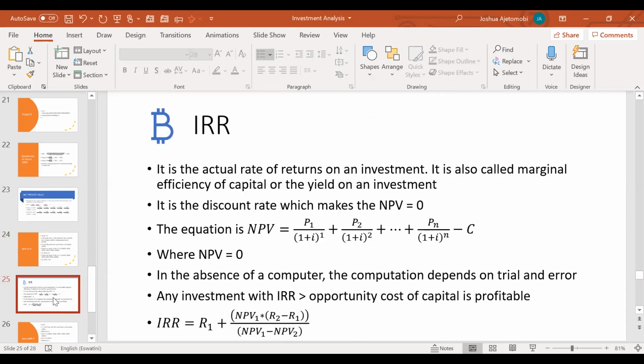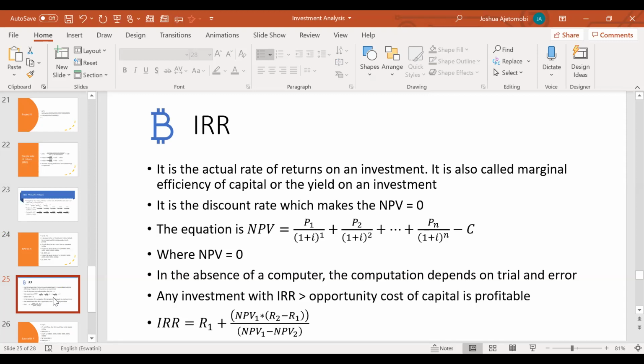So the last one we want to look at is internal rate of return. The difference between NPV and IRR is that you just equate your NPV to 0. That's all. So it is the actual rate of return on an investment. For instance, now we'll be using different interest rates, 8%, 3%, 4%, but we don't know the actual rate of return on the investment. The actual rate of return on an investment is what is called internal rate of return.